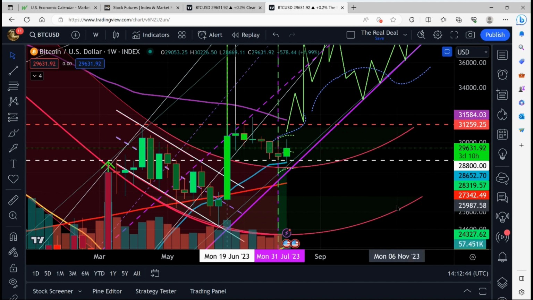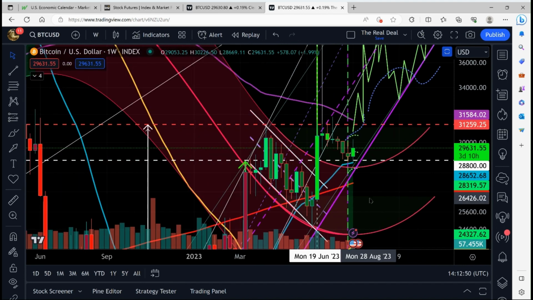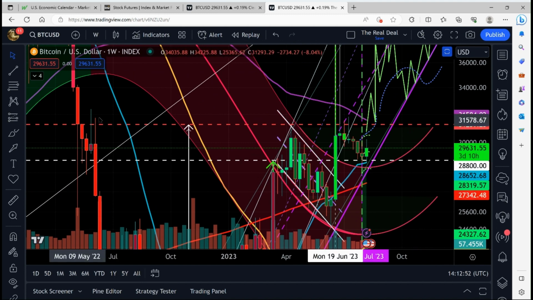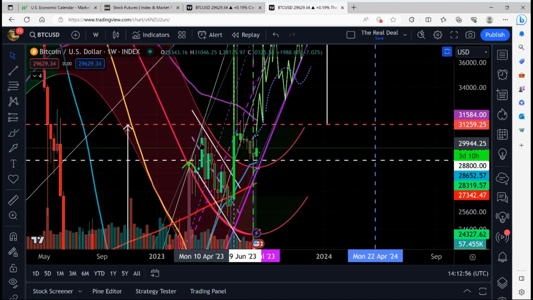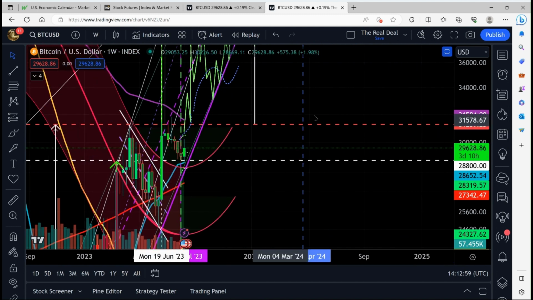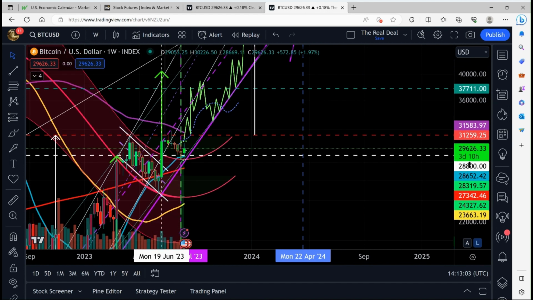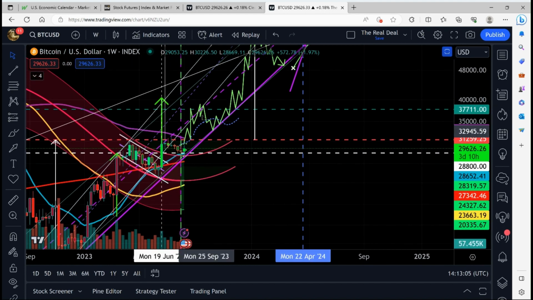Now that is interesting. Well, that's also, this red dashed line is at 31,259. That's previous support and resistance target that I had laid out here. Essentially, this fluorescent green line that I've drawn is what I think is going to, where price action is going to go.